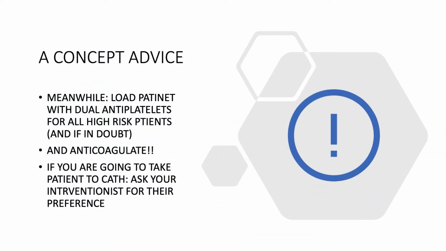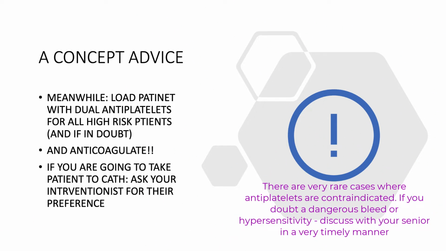So a concept advice, meanwhile, with any patient, load them on dual antiplatelets, and if in doubt, for all patients, you do it for all high-risk patients and for all patients if in doubt. In doubt means any person you suspect has an actual MI, load them with dual antiplatelets and anticoagulate them unless literally there is a contraindication to that. If you're going to take patient to cath, ask your interventionist for their preference on antiplatelet, because there's a range of them and they work with different acuities and they have different half-lives, and there are multiple evidence on their use. The most common of which are aspirin and clopidogrel.